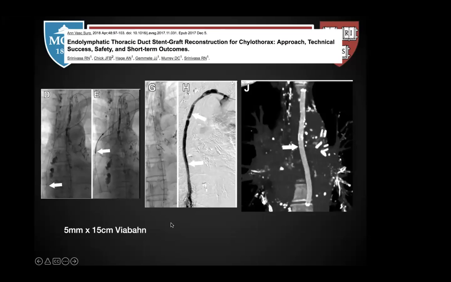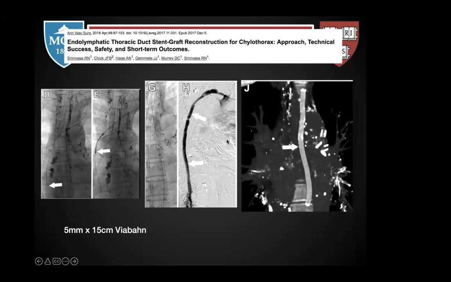This is a case of some former partners of mine where they did go retrograde. They were able to come antegrade, opacify, and ultimately get a catheter through the thoracic duct terminus into the subclavian vein, where they then snared a wire that they had coming from the upper extremity vein to get through-and-through access, basically from the epigastrium, the cisterna chyli, through to an upper extremity vein to assist them in this procedure.